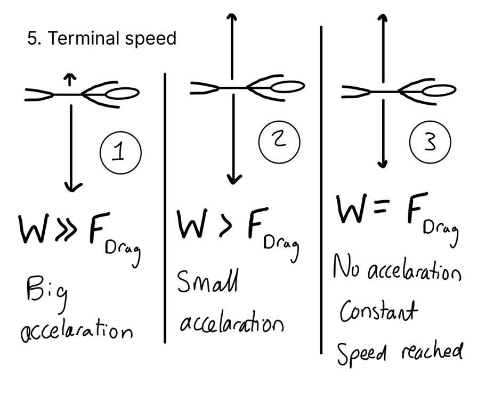Eventually, drag grows until it exactly equals the weight. Now the resultant force is 0, so by Newton's first law, the acceleration is 0, and they fall at a constant velocity. That's what we call terminal velocity.